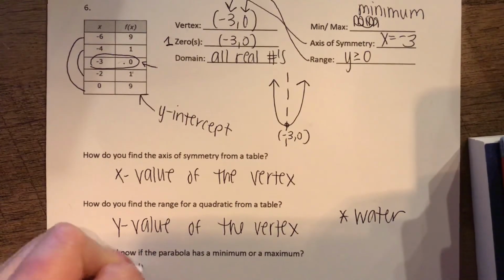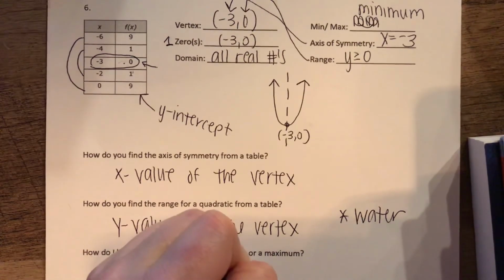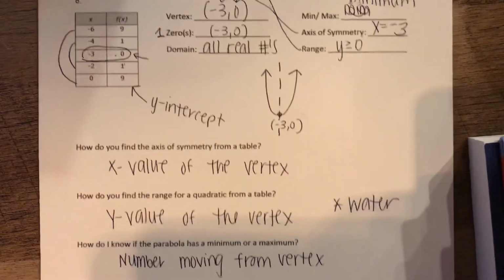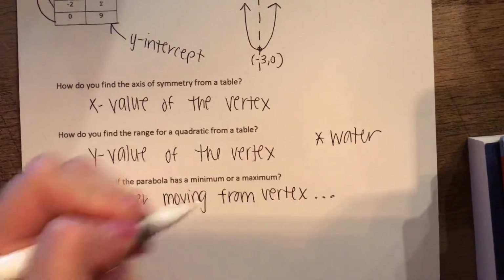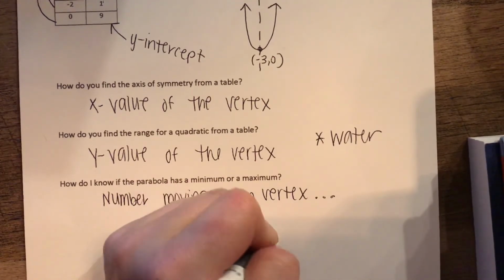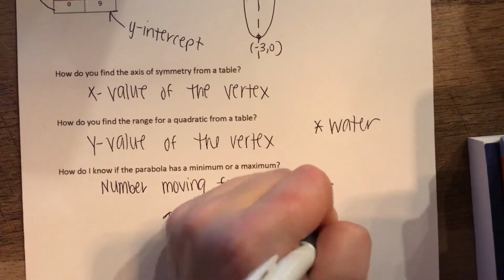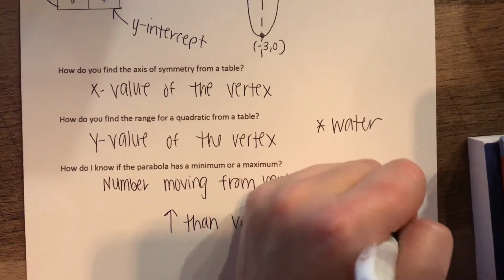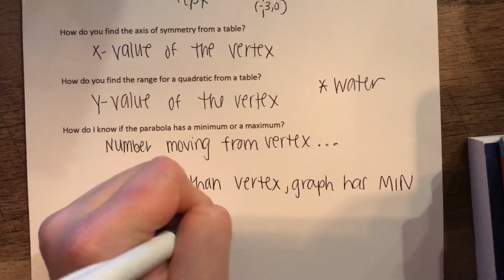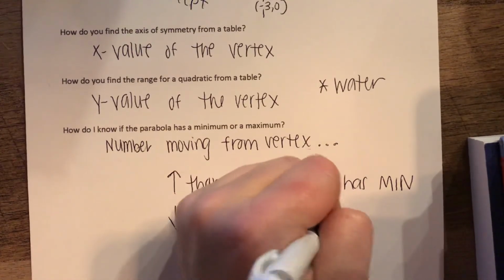So I'm looking for the numbers moving from the vertex. If they are bigger than the vertex, that means that this graph has a minimum. Okay, and if these numbers are smaller than the vertex, the graph has a max.